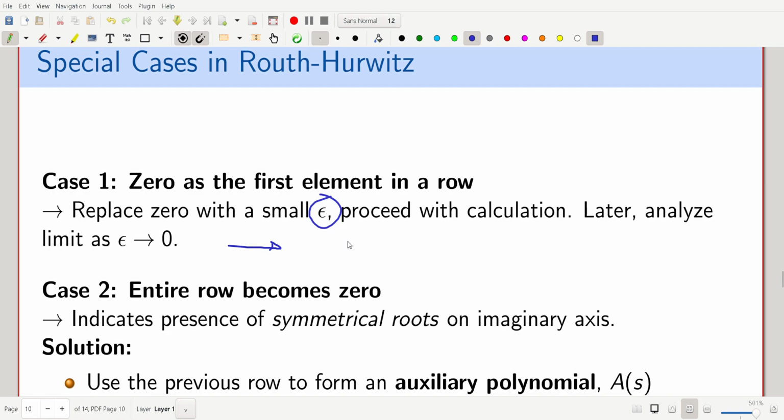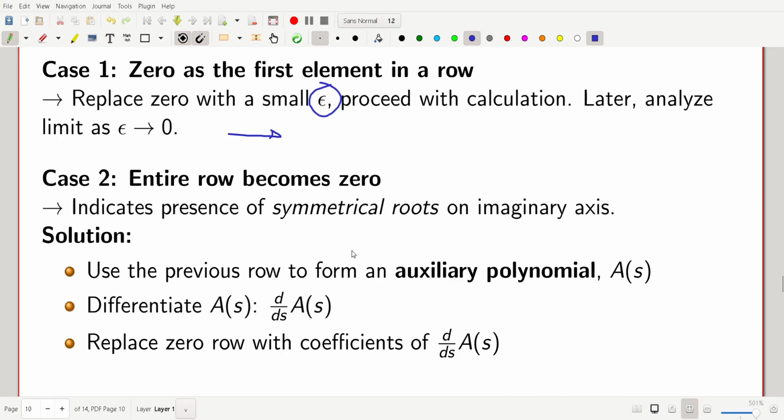But how many poles? We need to complete the column of the Routh array and then count the number of sign changes. The second special case is when the entire row becomes 0. In the first case, only the first element of the row was 0 and the remaining were non-zero, but here the complete row is 0. So what does it mean actually? Basically we get symmetrical roots about the imaginary axis. What does that mean actually?